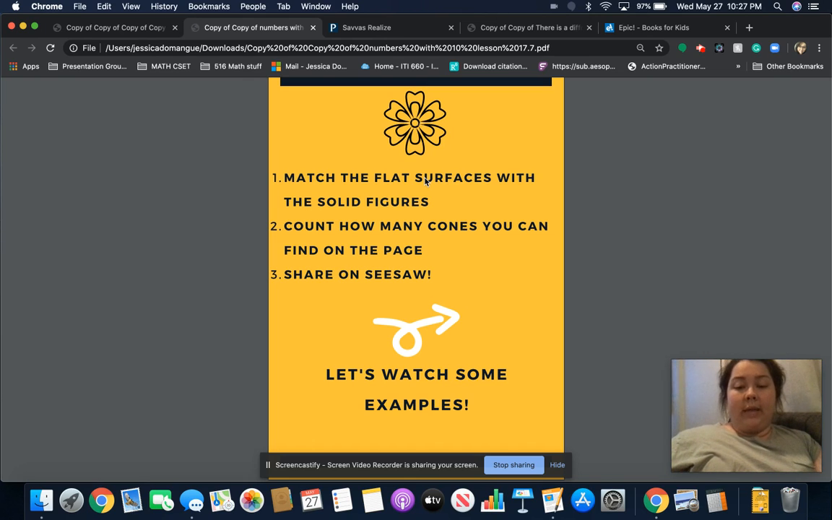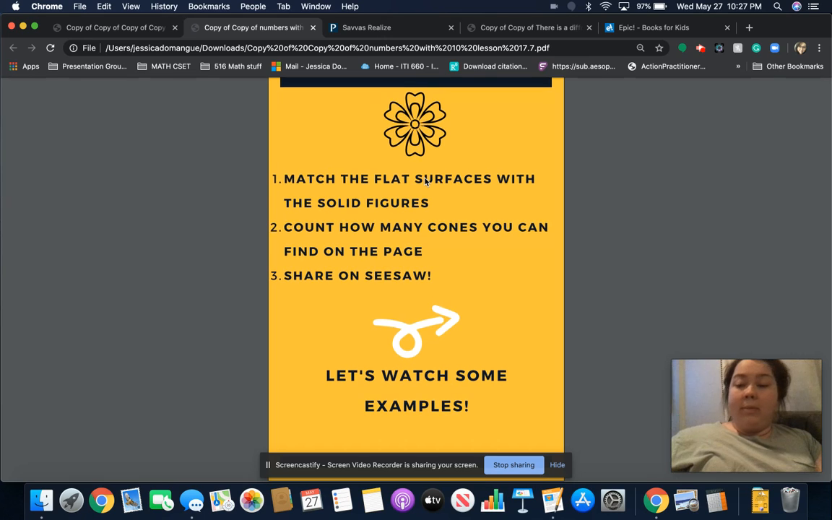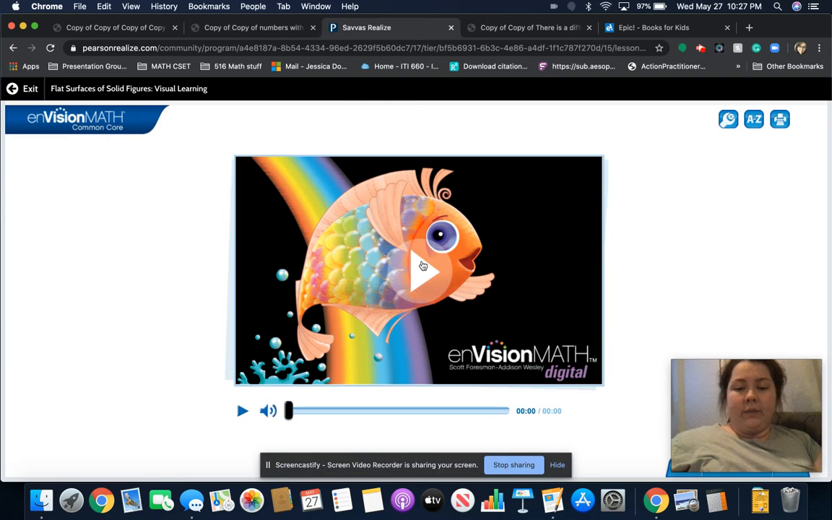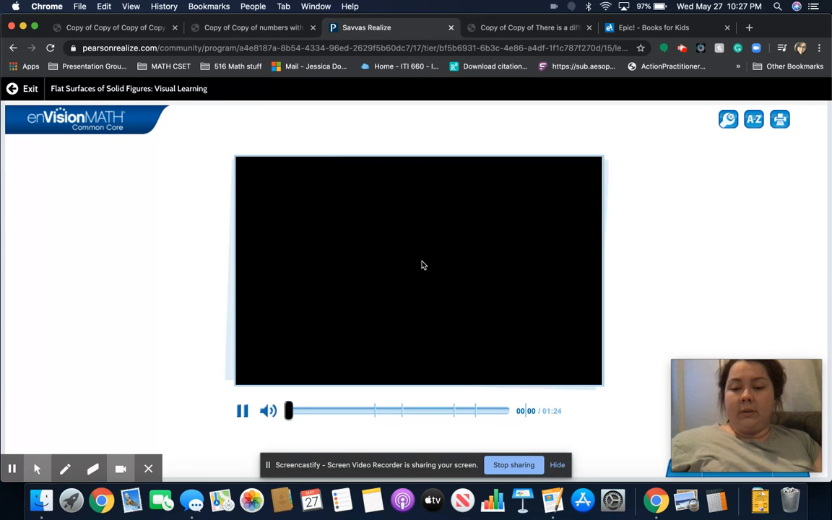A cone like an ice cream cone or orange cone that you might find in a parking lot. Or maybe just a cone that's just a regular solid figure. I would like for you to count how many cones you can find on the page and write that number at the top. Okay, now let's check with Rainbow Fish to see what he can teach us about flat surfaces on solid figures.